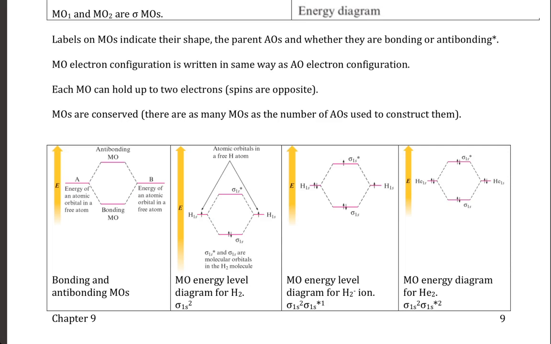Each MO can hold up to 2 electrons. They have spins that are opposite. Same idea with the atomic orbitals. MOs are conserved. That is, there are as many MOs made as there were atomic orbitals to construct them.